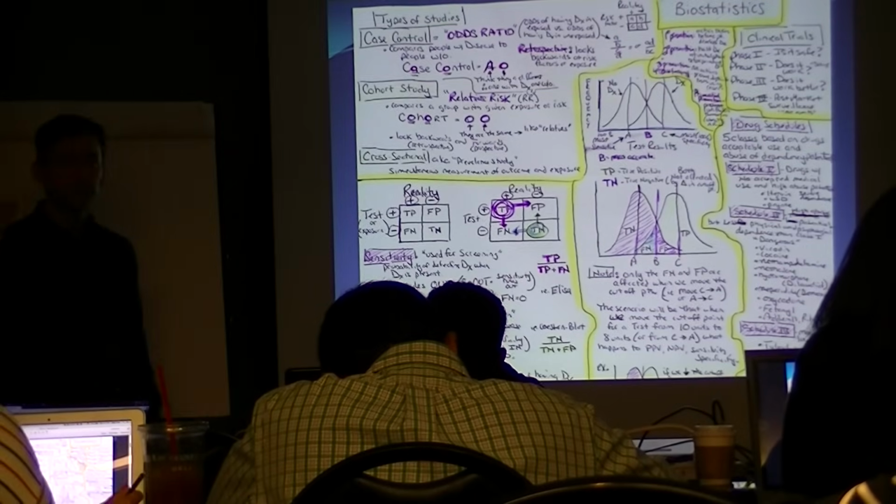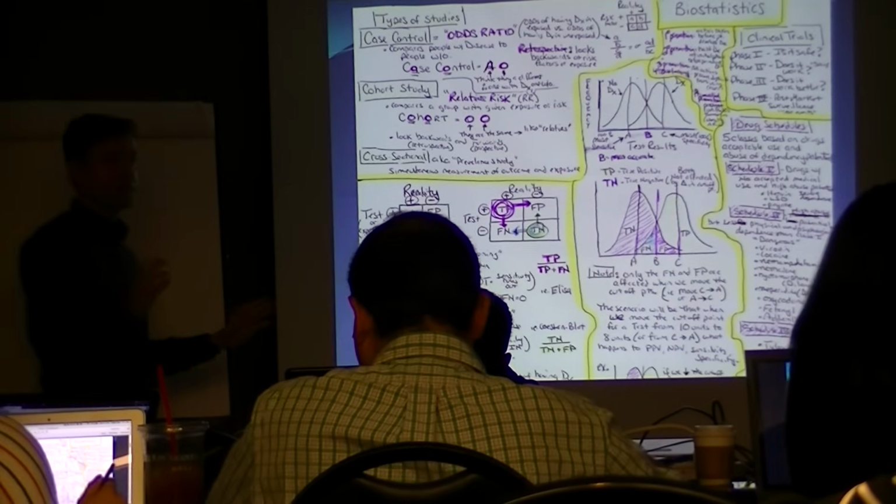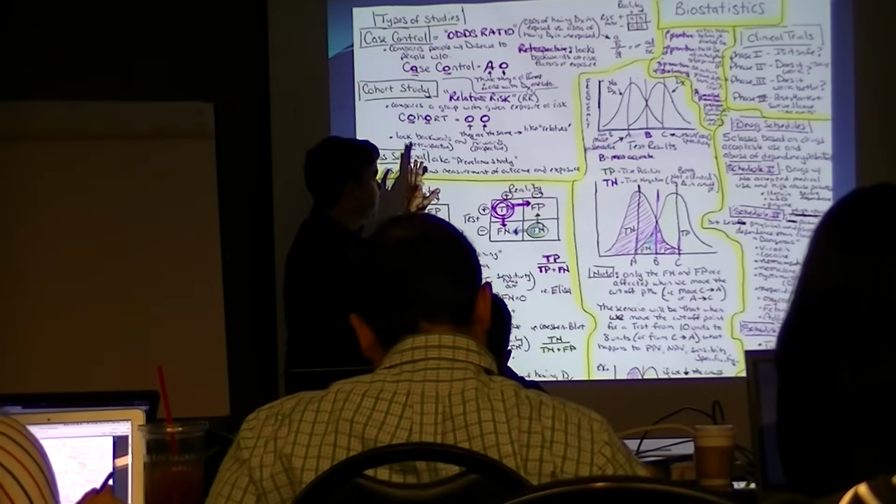You see relative risk, you say cohort. No ifs, ands, or buts. Everything else is smoke and mirrors. They're trying to trick you, okay? Make those associations. Now, that's the meat and potatoes there.